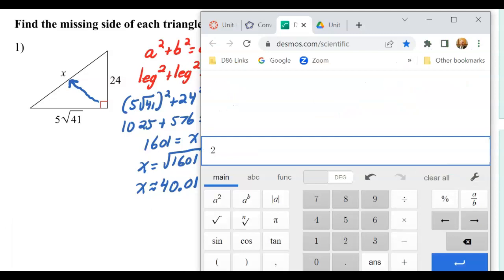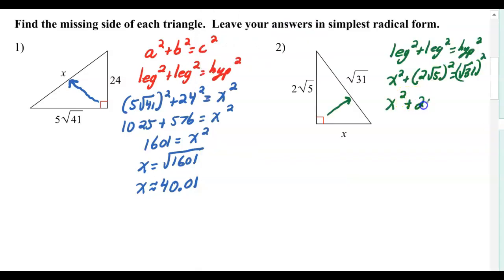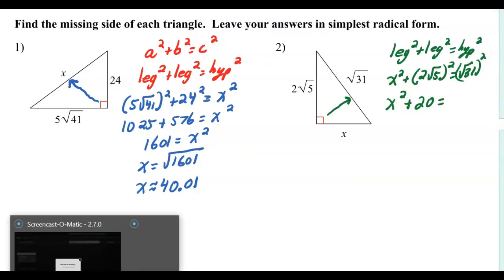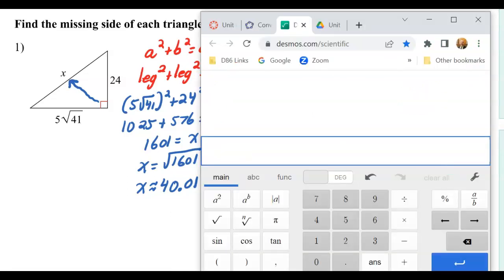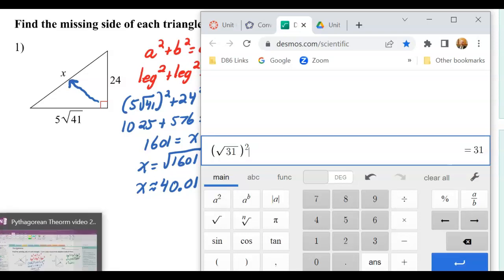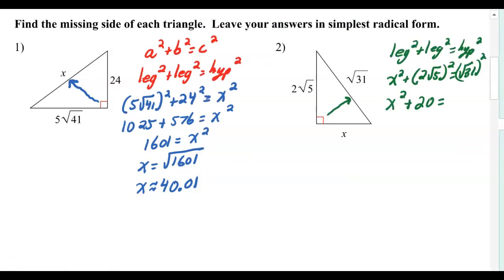So 2, put the parentheses, 2 square root of 5, get out of the radical, parentheses squared, that's 20, is equal to, parenthesis, square root of 31, move out of the radical, parenthesis squared is 31. Basically, the square root and the radical undo each other.